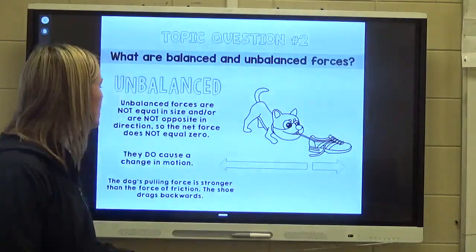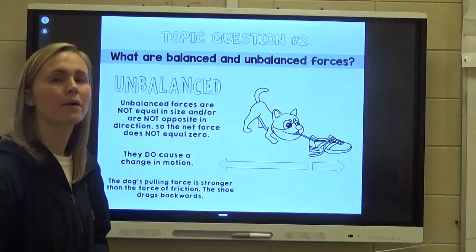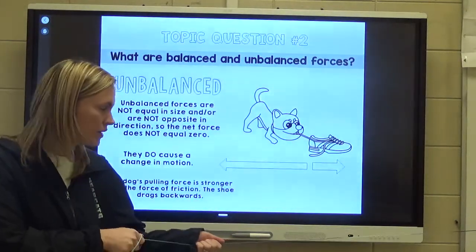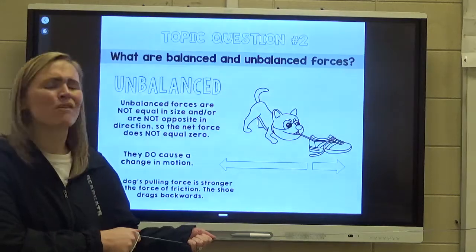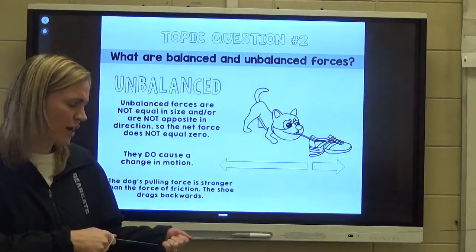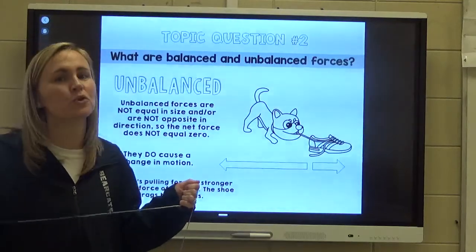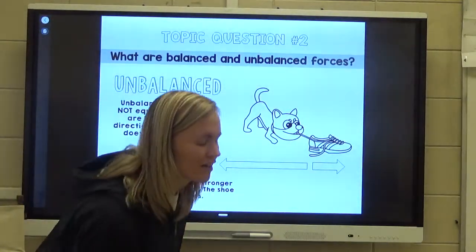If I have one end of the rope and my opponent has the other end, and we're in this tug-of-war battle, and I'm much stronger, my force is going to be much more, and I pull. Well, you get the picture. It's going to cause an object to move.